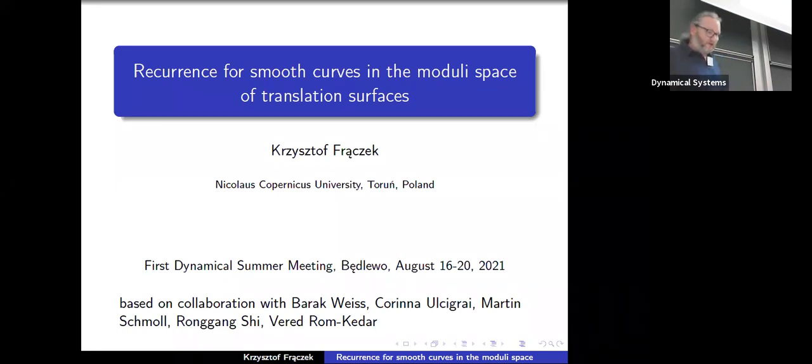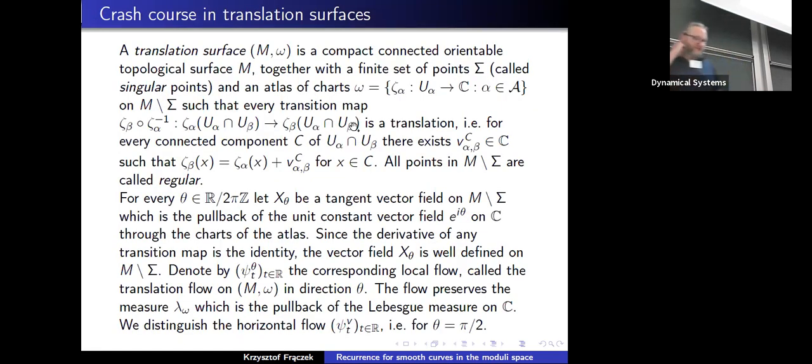So the main object of our study are smooth curves in the moduli space of translation surfaces and the typical Teichmüller behavior of the Teichmüller orbit starting from elements of the curve. And first of all, I should introduce some basic notions. The first notion is translation surfaces. Fortunately, thanks to yesterday's talk by Mark, my task here is much easier because Mark prepared a lot of good pictures.